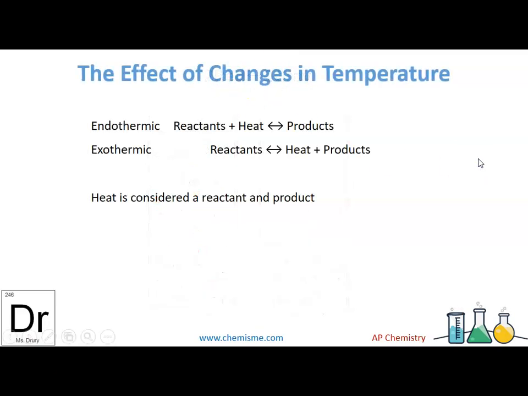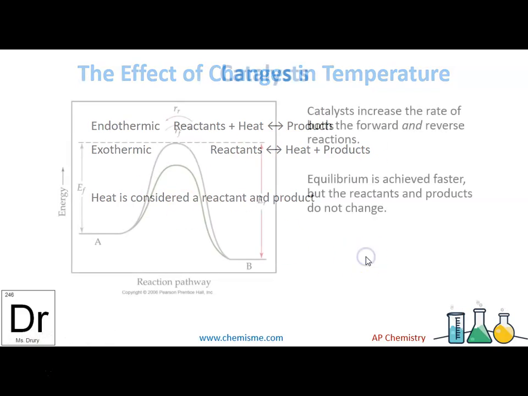For changes in temperature, it really depends on where the heat is. If it's an endothermic reaction, the heat is reacting with the reactants to form products. If it's exothermic, it's produced in the products. So reading it backwards, it's going with the products to make reactants. And so you're going to consider it just like a reactant or a product.